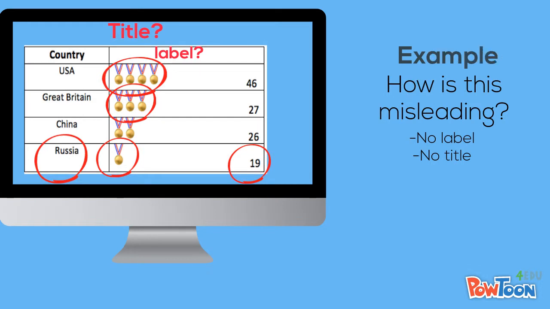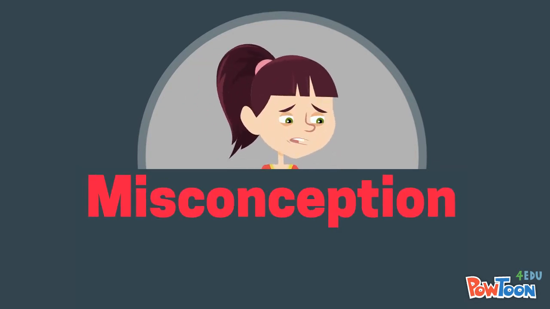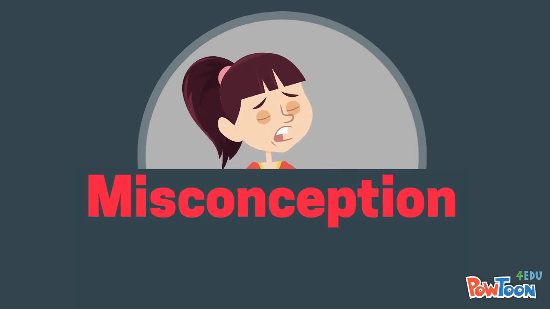However, the label for the 3 medal picture is 27 and for the 4 medal picture is 46. Although there is a correct ranking ordering, there is little relationship between the pictures of the medals and the labels and the number of medals. The pictures are of different value for each country, and even if they were the same, there is no key to explain. This is yet another frequent misconception that leads to misleading graphs.